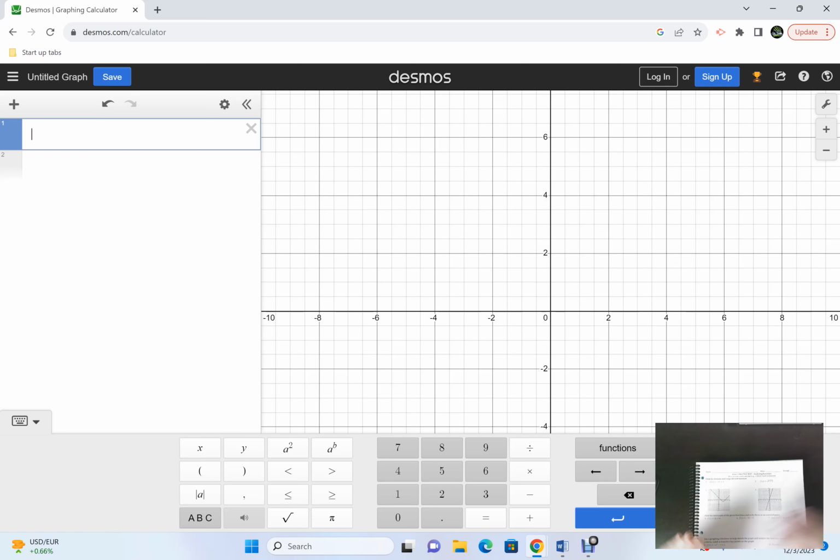Anyway, I'm going to go over this entire review. This is what your test is going to look like. The first couple questions are asking for the domain and range of each of these functions. Again, domain is all your x values, right?